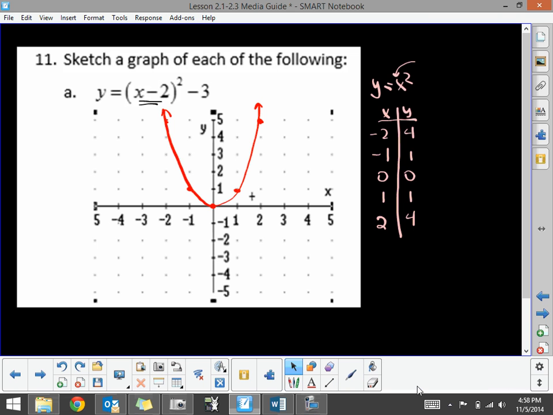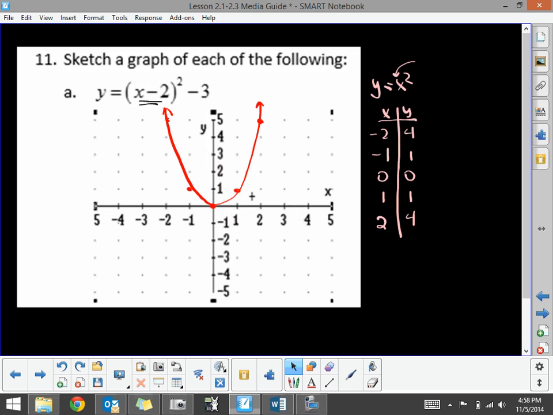If you remember, the horizontals are always a little counterintuitive, so rather than being 2 units to the left, we go 2 units to the right. And then the 3 is on the outside of the grouping symbols, so that means we've got to transform it by a vertical translation by going 3 units down. So we should get a graph that ends up looking a lot like this.